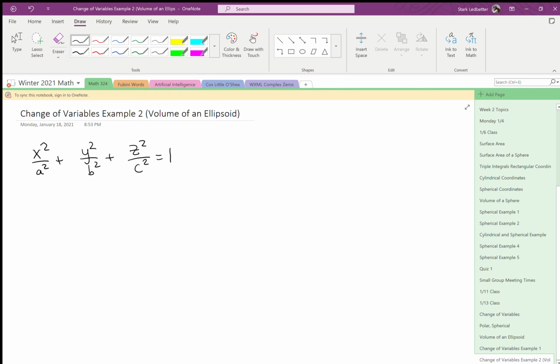All right, next thing I want to do with change of variables is find the volume of an ellipsoid. So here's a general ellipsoid, and let's remind ourselves of what that looks like. That just means it's a sphere kind of stretched, so kind of like a football. There's that x length is A, that y length is B, that z length is C.